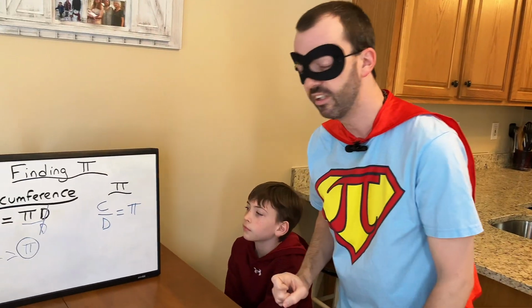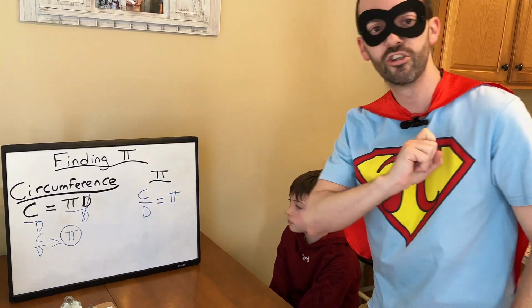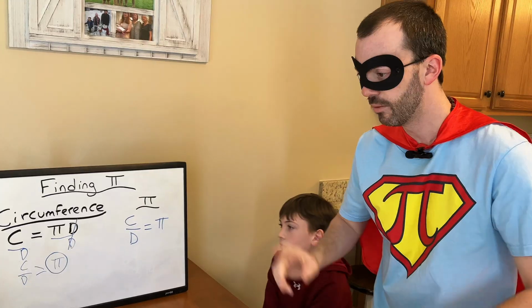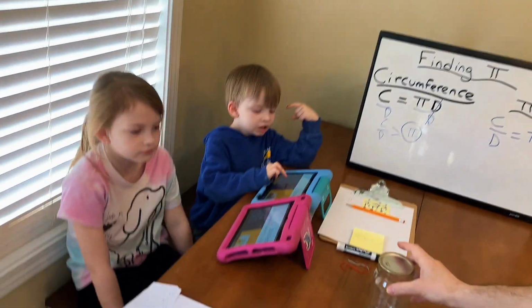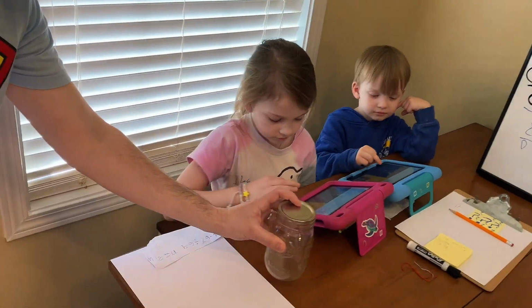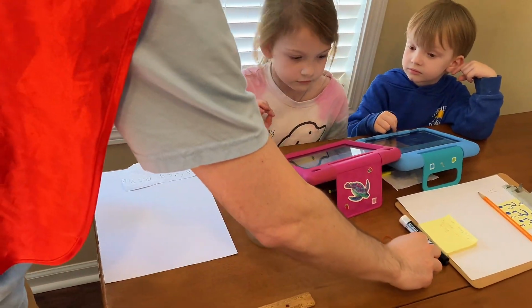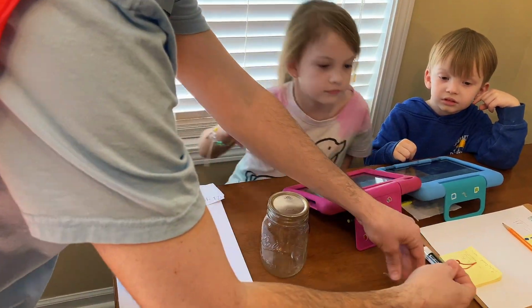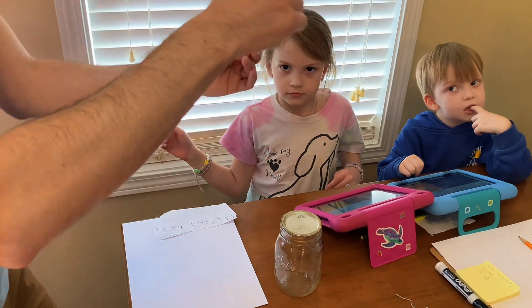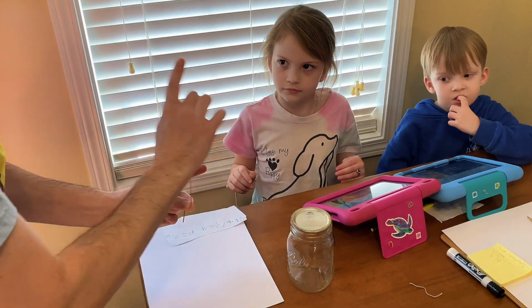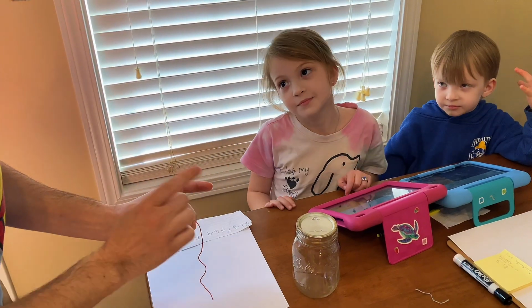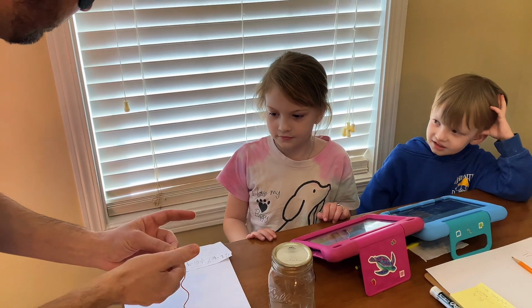We need to know what C is, which is our circumference, and we need to know what D is, which is our diameter. So we're going over here to our mathematician Ellie. Let's take our mason jar and this red string right here. Now, I believe this red string should wrap around the outside of this mason jar lid. Is that correct, mathematician Ellie?